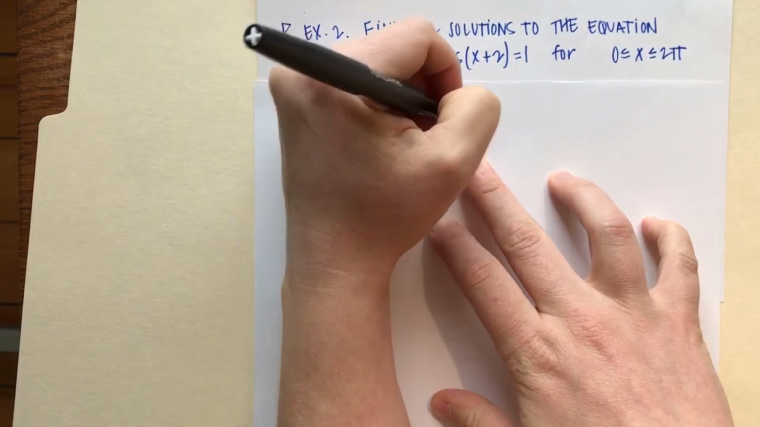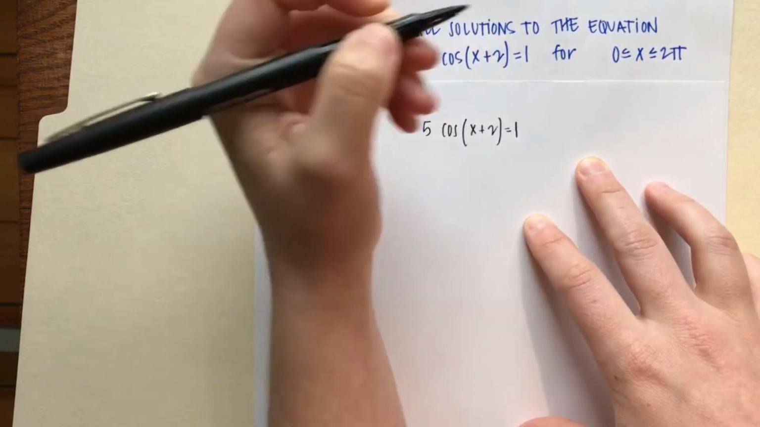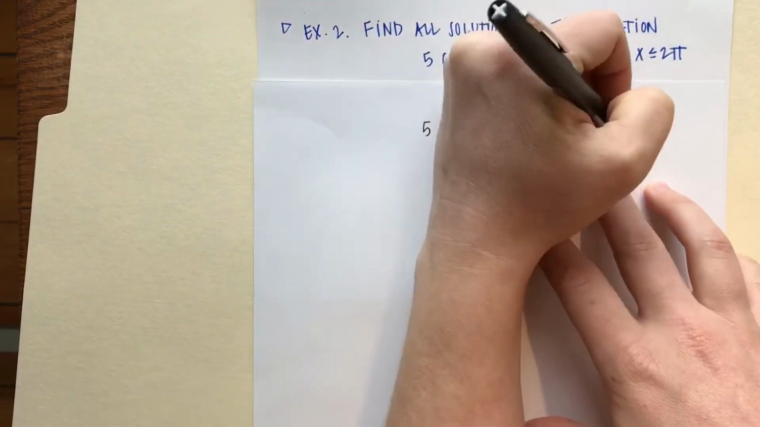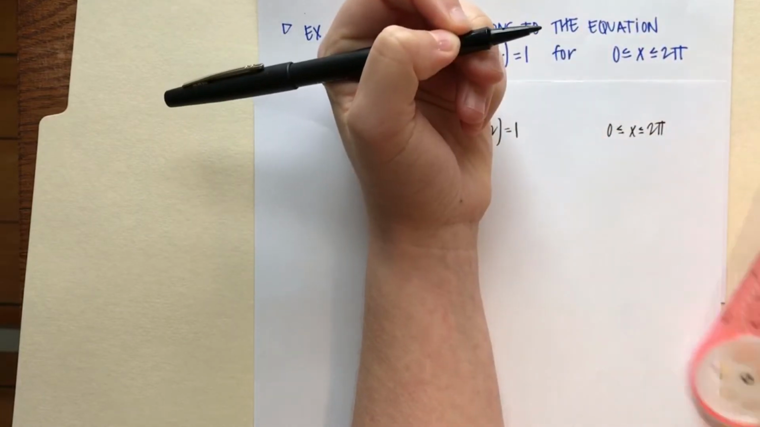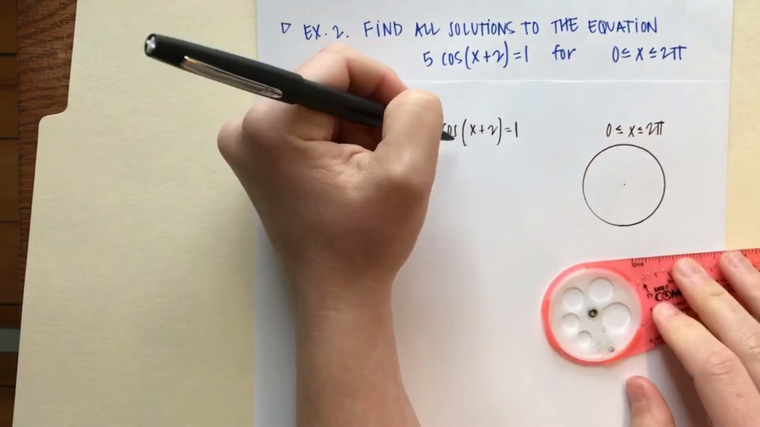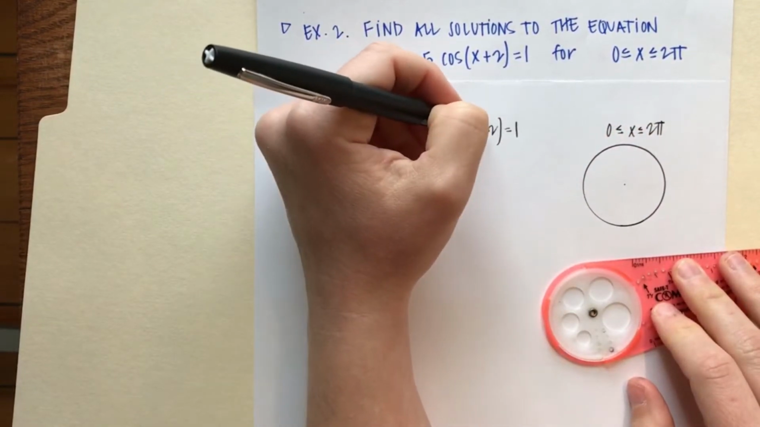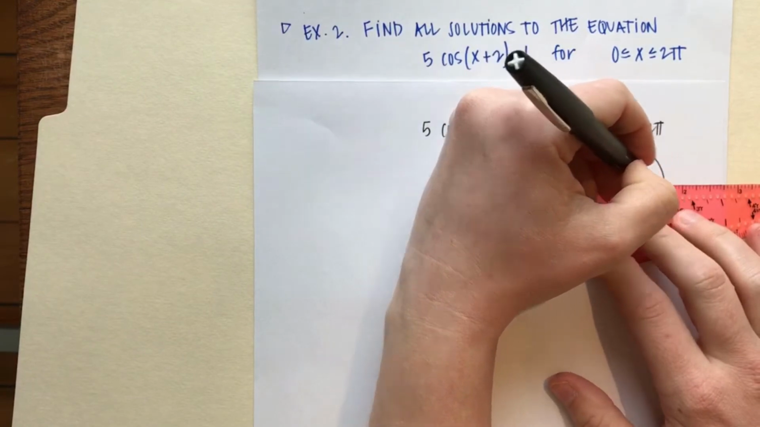I'm going to rewrite the equation. 5 times cosine of x plus 2 equals 1. It gives us the interval that bounds x, 0 less than or equal to x less than or equal to 2 pi. So I'm thinking again about my unit circle, and I'm thinking about the values of 5 times cosine of x plus 2 which give me 1 on one revolution.